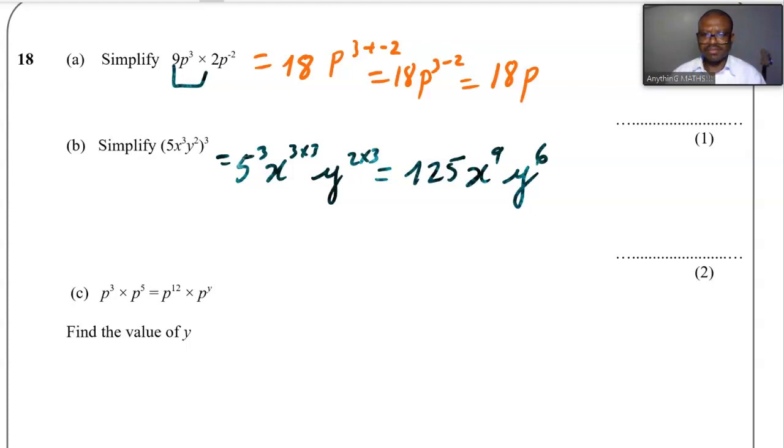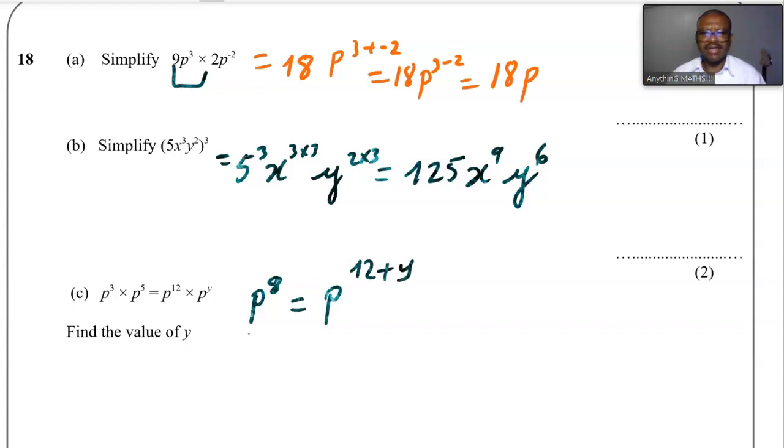The next one, we're supposed to find the value of y. So the best thing is to try to simplify the left-hand side and the right-hand side. That will help you to do that. So if you simplify the left-hand side, it's going to be p raised to the power 3 plus 5, which is p raised to the power 8. And the right-hand side will be p raised to the power 12 plus y.